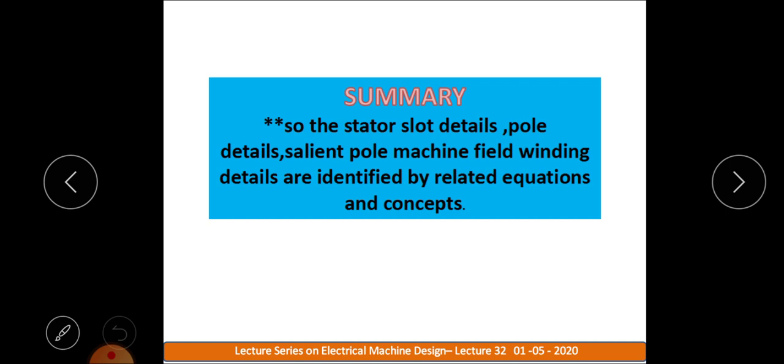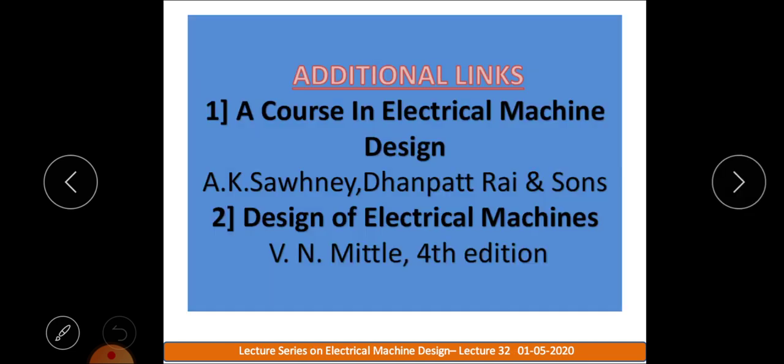So for this, A Course in Electrical Machine Design by A.K. Sawhney can be referred, or the other book, Design of Electrical Machines by V.N. Mittal, that also can be referred. First one is A.K. Sawhney and second one is V.N. Mittal.